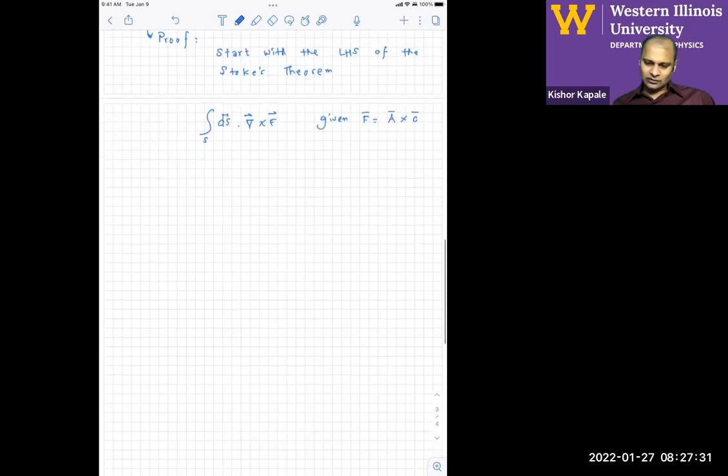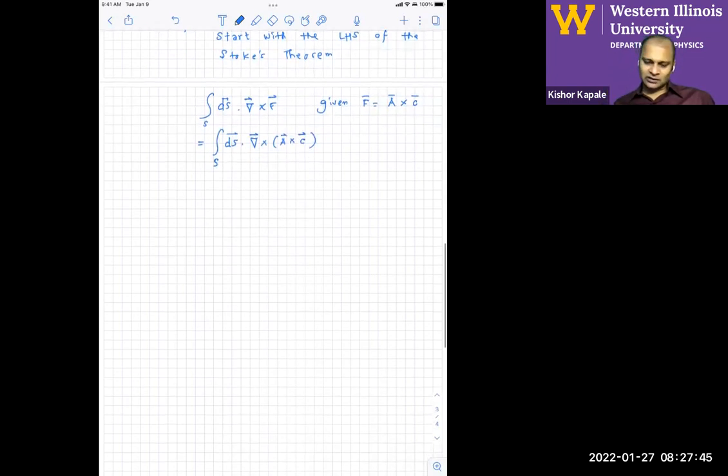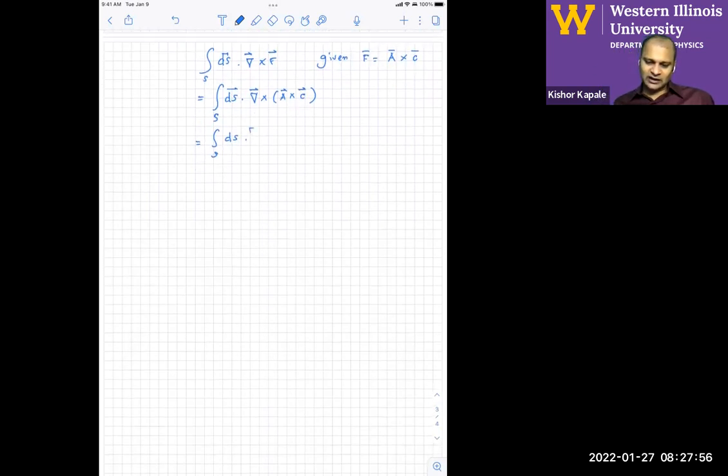Okay, so then when we substitute, we are going to get ds dotted with curl of a cross c. And you know how to simplify the double cross product using the Levi-Civita symbol. So I'm going to skip a few steps here and directly write down what this is going to look like.